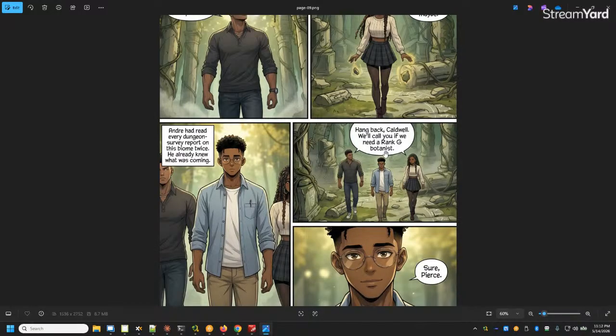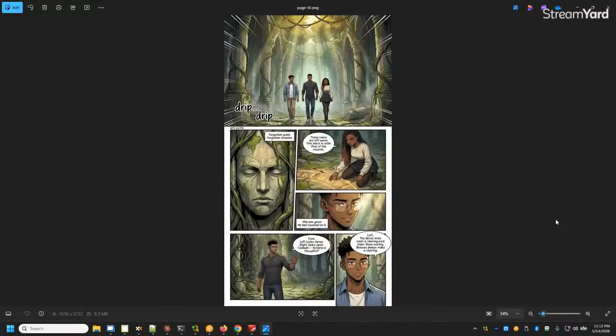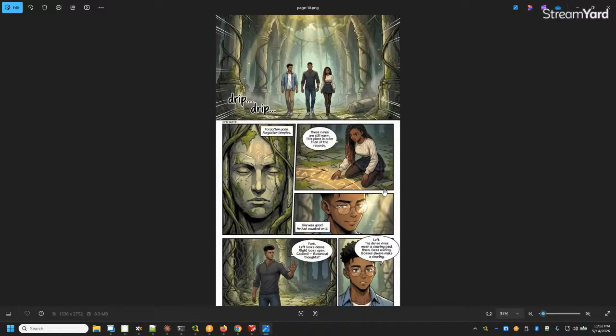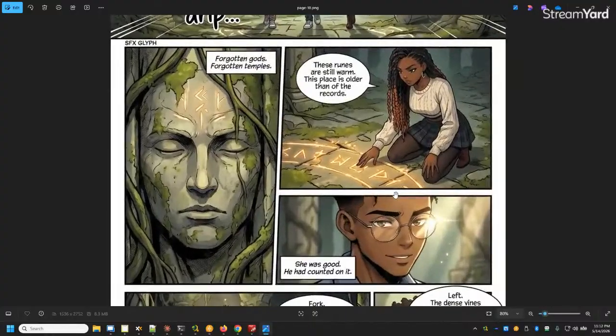Oof. Now I know Daniel is not trying to shoot at Andre. That's not who he is. But this is the bot. We'll call you if we need a rank G botanist. That's something that Brandon would say. But they are trying to protect him since he's rank A and she's rank triple S and he's rank F, or rank G actually. Sure, Pierce. Let me hang back here and set up my poison and kill everything at a snap of a finger.